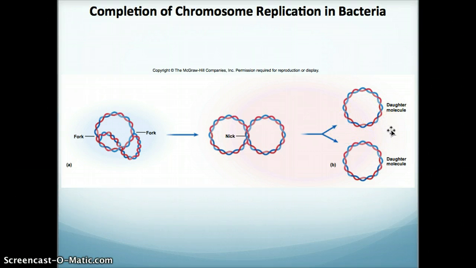The red strands are representing the original strands, the blue the new, and you can see here that each of these daughter cells then possesses one strand that is new and one strand that was original, hence that semi-conservative replication.